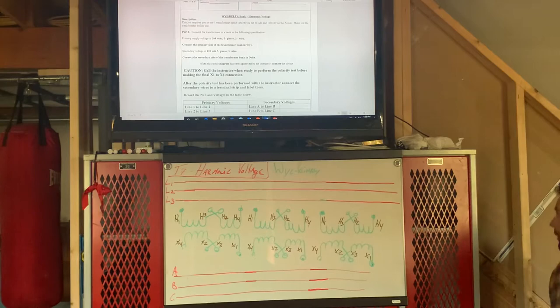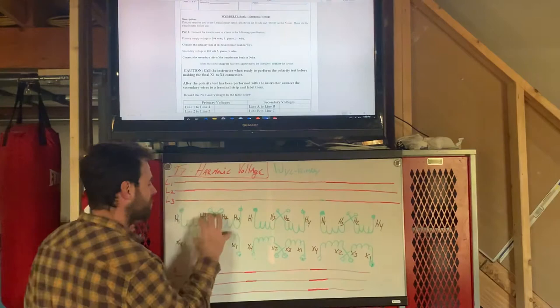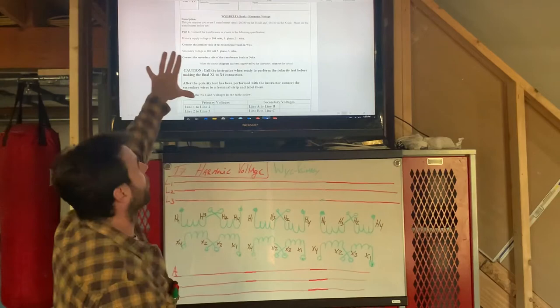So this is Y delta, and we're producing a harmonic voltage. We're going to construct the primary of this transformer bank in a Y configuration. We've got one transformer here. Here's our second transformer. Here's our third transformer. Part one, don't stress if you can't see this, guys. This lab is on Blackboard for you.